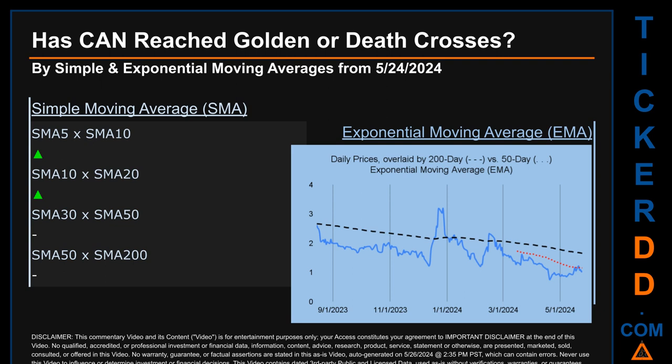Continuing with SMA, we looked across the 5 to 10, the 10 to 20, and the 30 to 50-day ranges to see if golden and death crosses had been reached. We found golden cross signal for the 5 to 10. The 10 to 20. We could not find neither golden cross nor death cross signal for the 30 to 50. The 50 to 200.